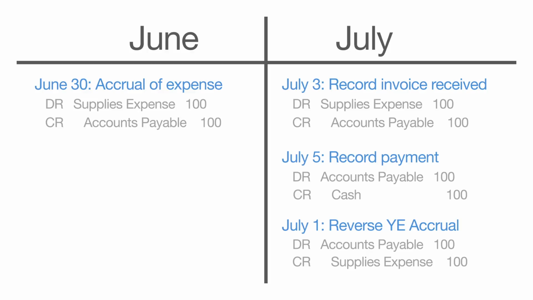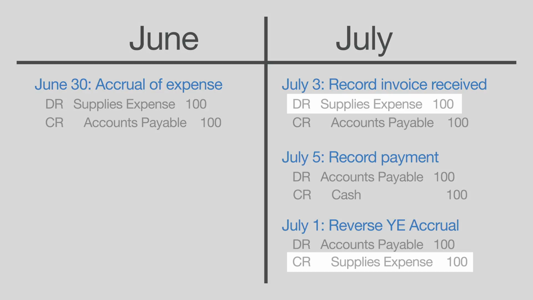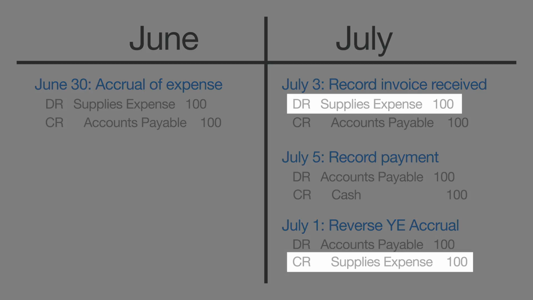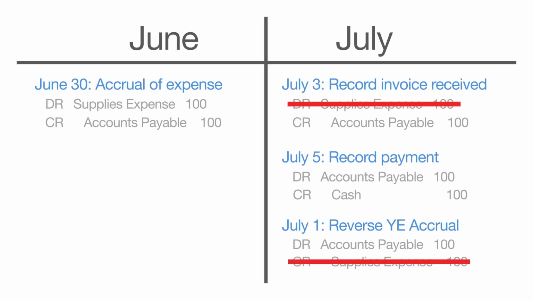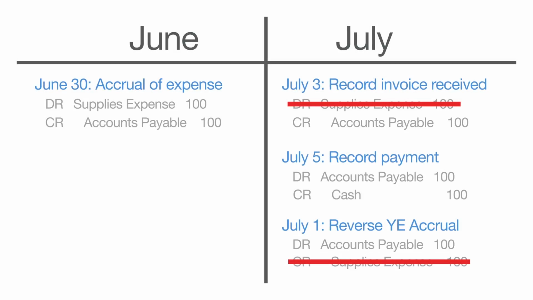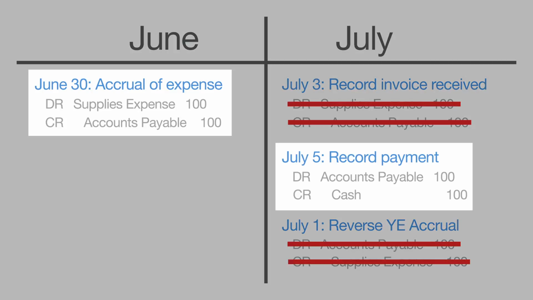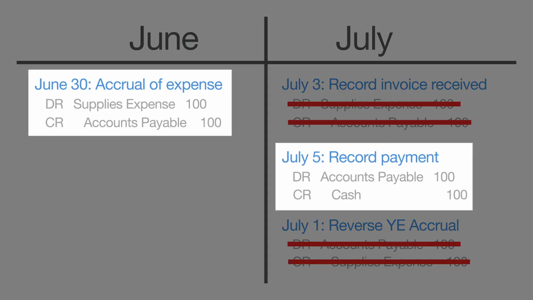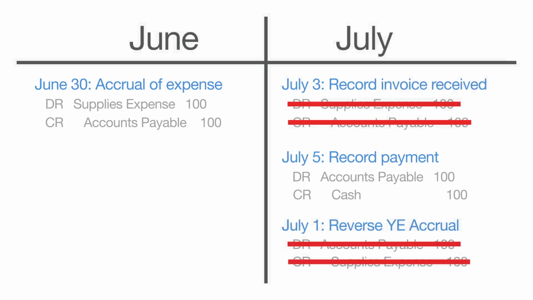Here we see a lot of entries that happened in July, but some of them cancel each other out. Here's a debit and credit to the expense account for the same amount, so we can cross them out. And here's a debit and credit to the accounts payable account for the same amounts, so we cross them out too. Now we're left with the expense in June and its payment in July.